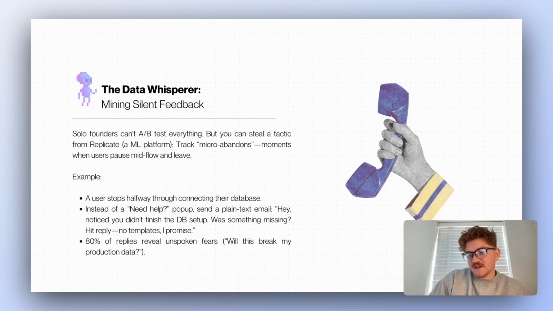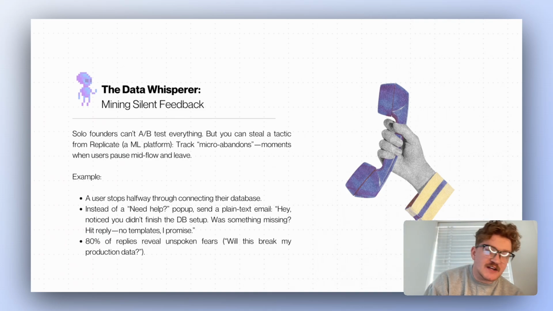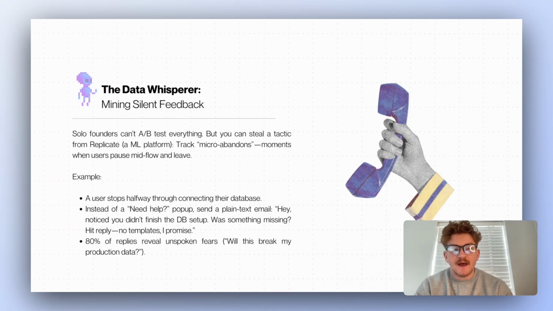Now, solo founders, so if you're like me or like some of you guys building software, you can't A/B test everything, but you can steal a tactic from Replicate, which is where they track micro abandons. So moments when users pause mid-flow and they leave, or they give up, or they rage quit. So a user might stop halfway through connecting their database, and instead of a need help pop-up or being pushy, they just send a simple email that says, hey, I noticed you didn't finish the setup, with something missing.